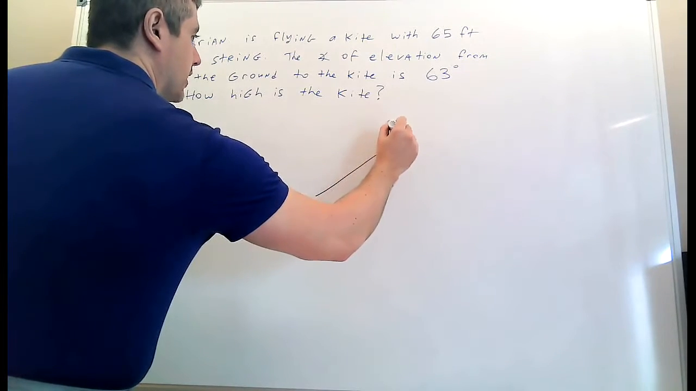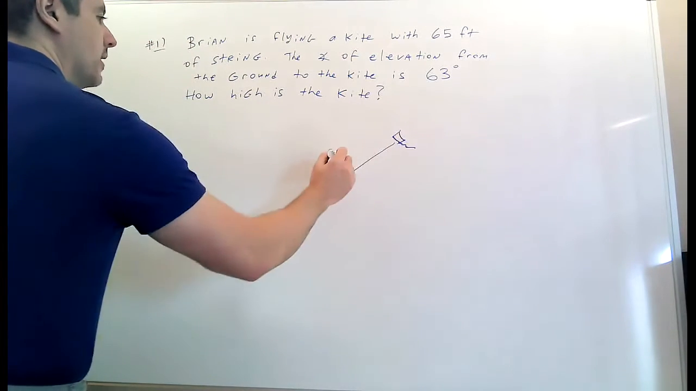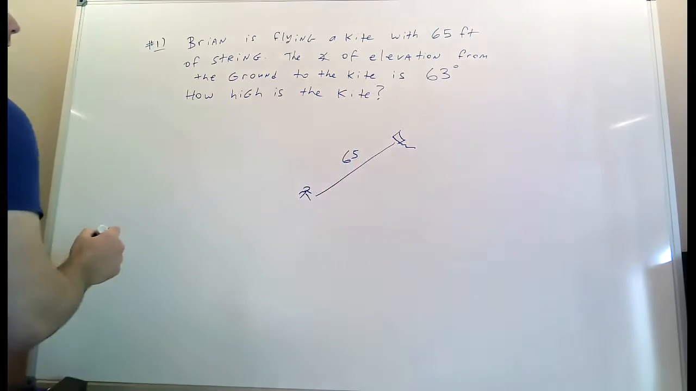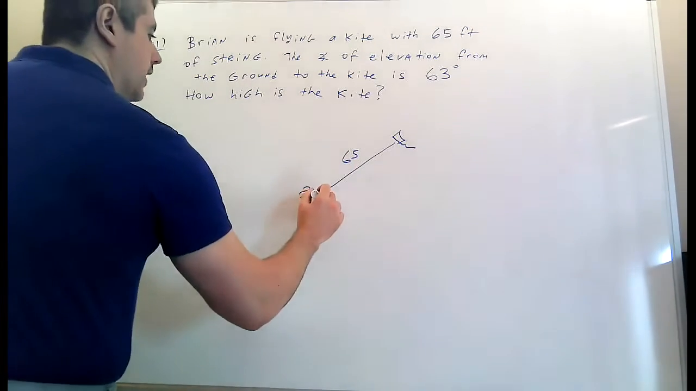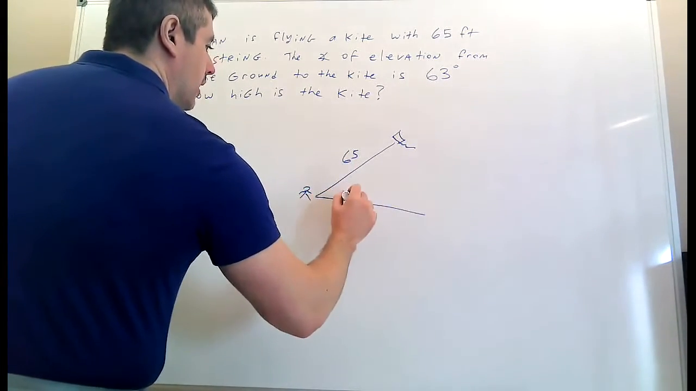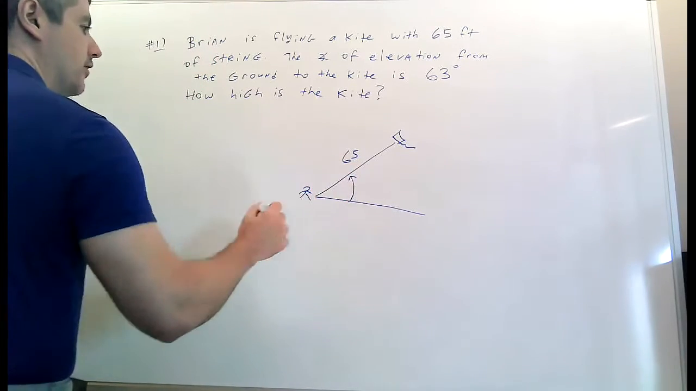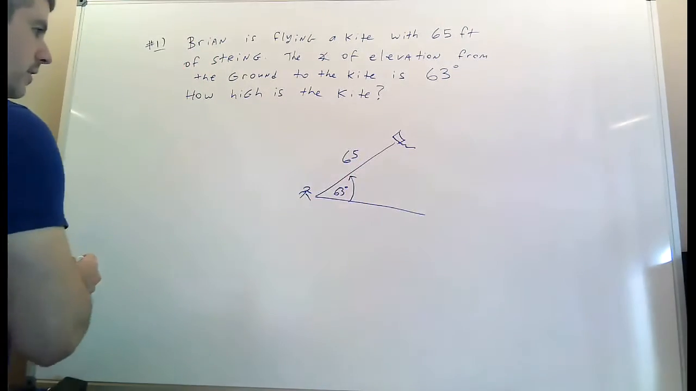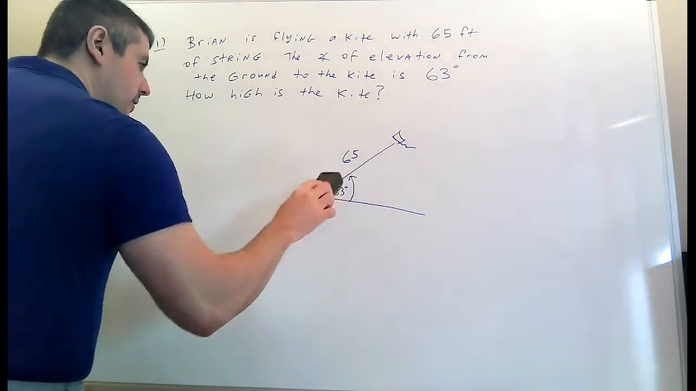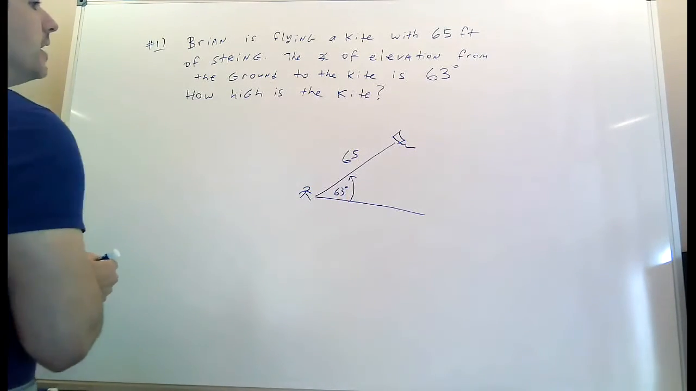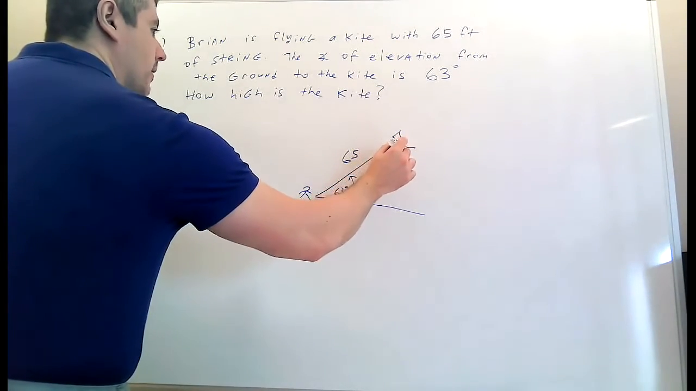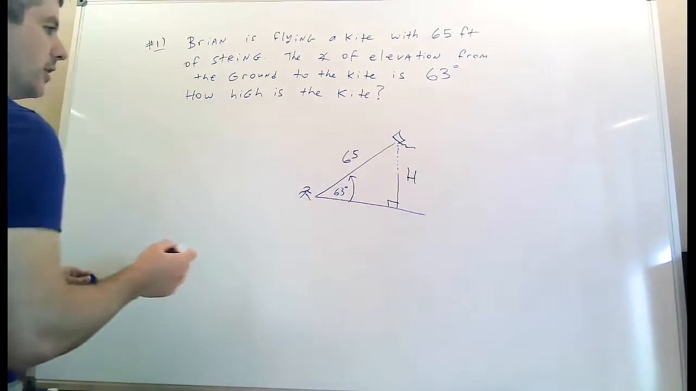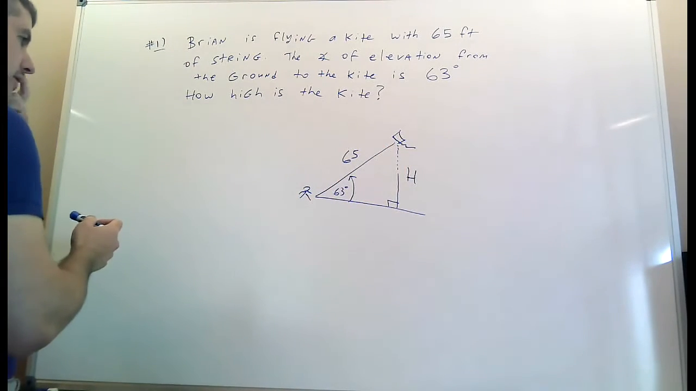So you have Brian there flying a kite, and he's using 65 feet of string. And of course, the kite string is perfectly straight. There's the kite string. There's Brian. Now, they're telling you the angle of elevation from the ground up to the kite is 63 degrees. So you have to put the 63 there. My 6 and my 3 ran together. I tried. And you want to know how high off the ground is the kite. Well, I'm going to call it H for height, for convenience.